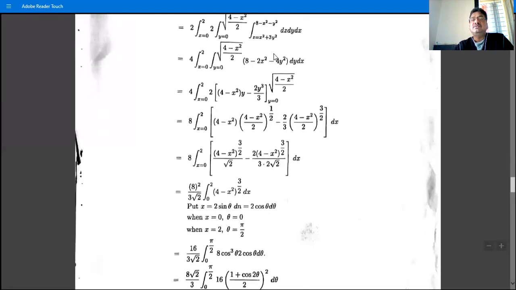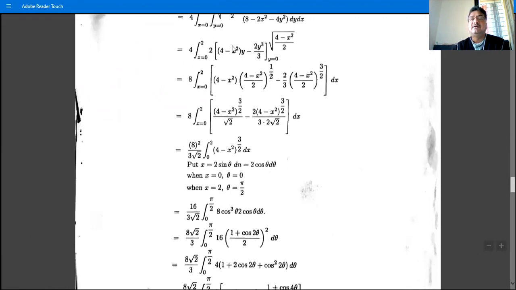Then its integration with respect to y: 8 is constant, so its integration is 8y. Then minus 2x square is also constant, so its integration is minus 2x square into y. Then 4y square gives 4y cube by 3. If you take 2 common, then we have this answer. Then value at the upper limit minus value at the lower limit. At the lower limit we have 0, so just substitute y as this. We have this, and then its simplification is this.